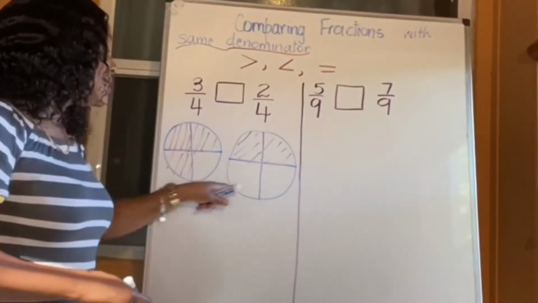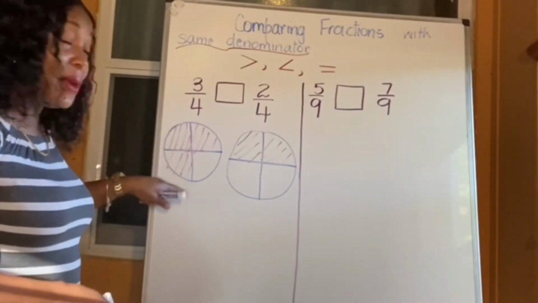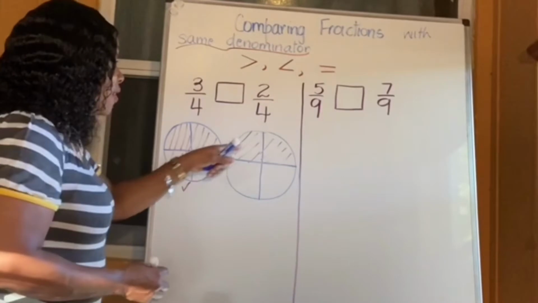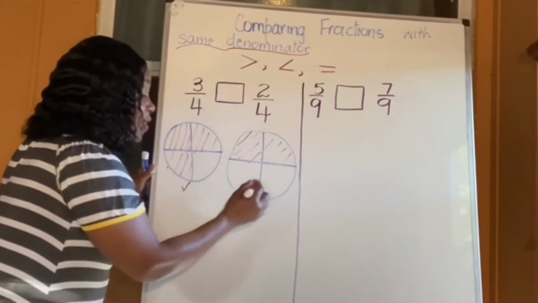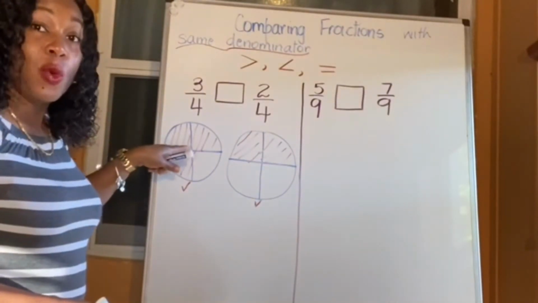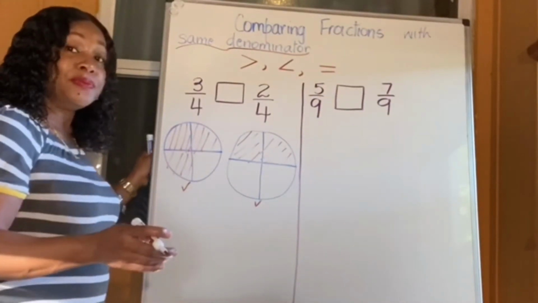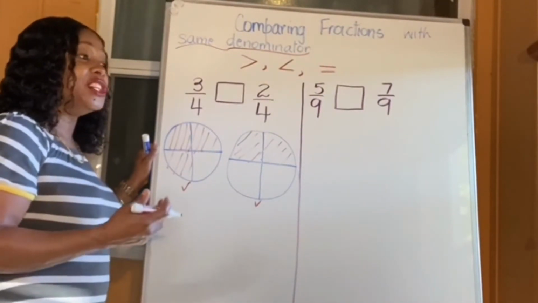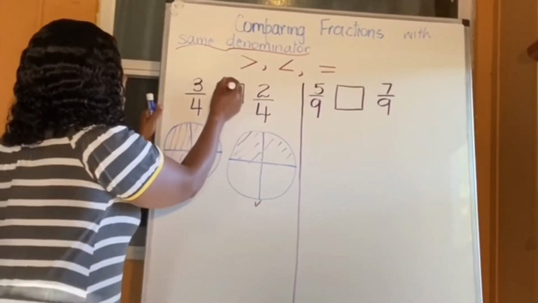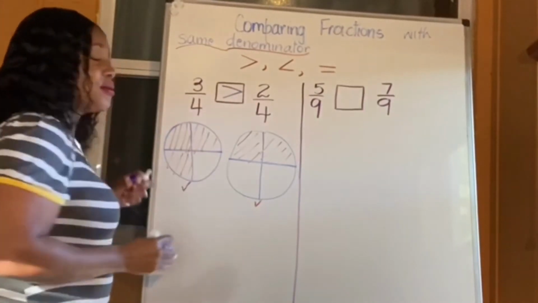Now we can use the diagram to help us to make that comparison. This has 3 parts shaded, so this one looks like it has more shaded. This only has 2 parts, so this one has less. It simply means that 3/4 is greater than 2/4. Remember, the shark is going to turn its mouth to the bigger fraction. So 3/4 in this case is the bigger one. So the shark is going to open its mouth to the 3/4.